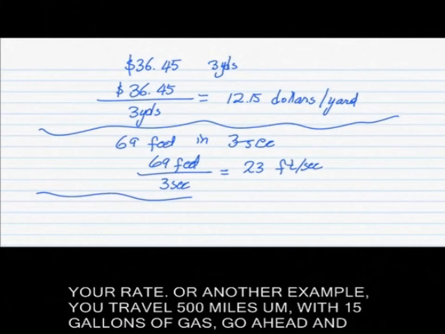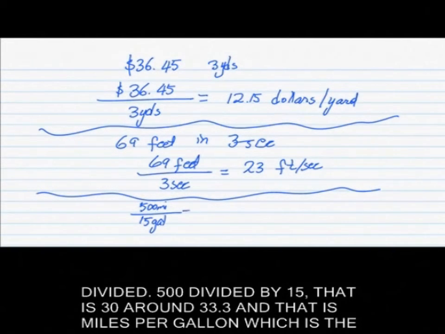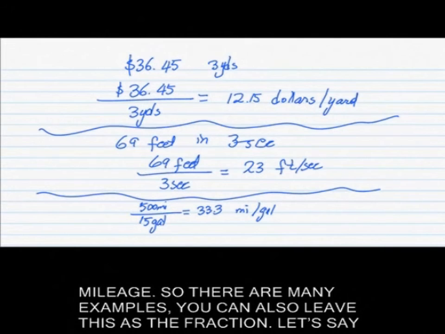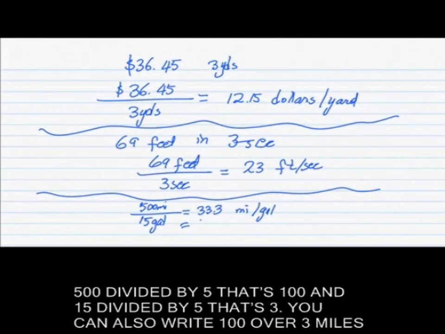Or another example, you travel 500 miles with 15 gallons of gas. Go ahead and divide 500 divided by 15. That is around 33.3, and that is miles per gallon, which is the mileage. So there are many examples. You can also leave this as the fraction. Let's say 500 divided by 5, that's 100. And 15 divided by 5, that's 3. You can also write 100 over 3 miles per gallon.